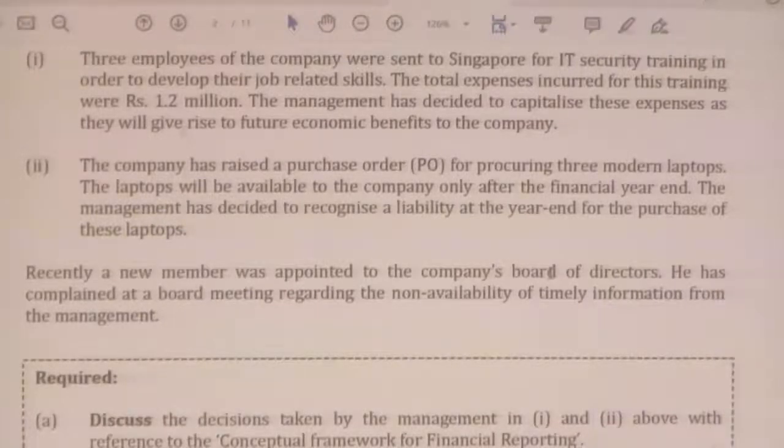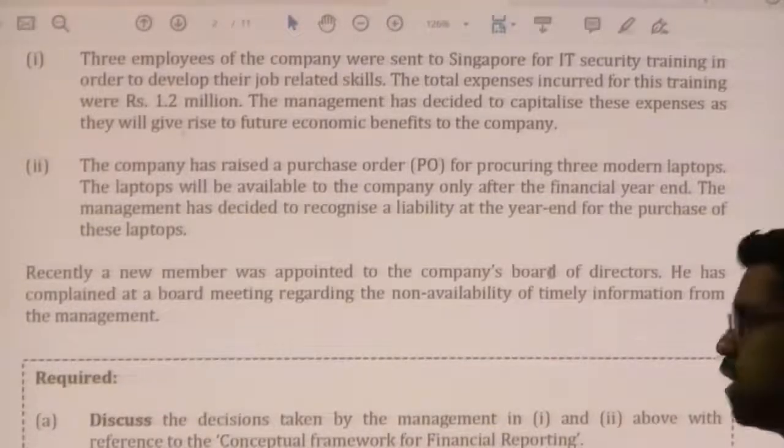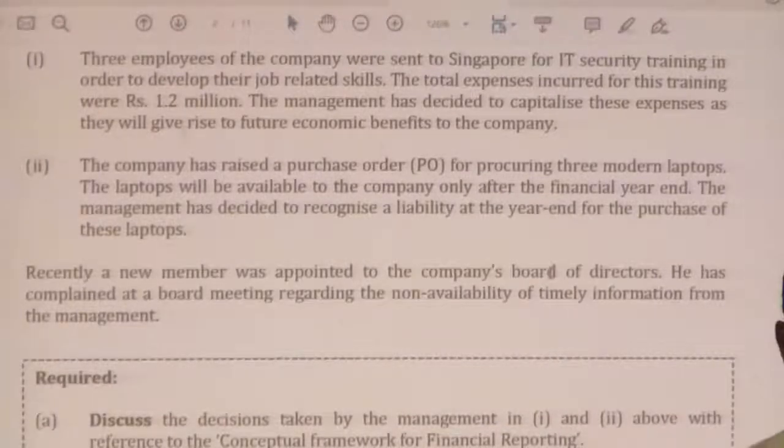According to the conceptual framework, to recognize a liability, these conditions should be satisfied. What are the conditions? It should be an obligation as a result of a past event. There is no past obligation. There is no obligation, right? There is no present obligation. As a result of a past event, there should be a present obligation. But right now, you don't have an obligation. Why don't you have an obligation?